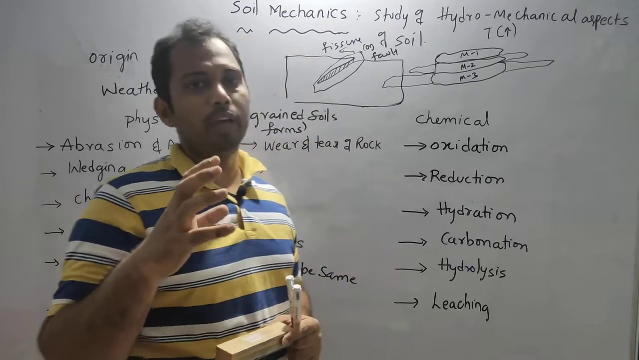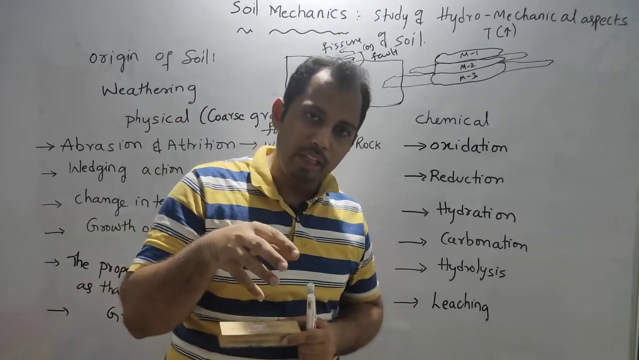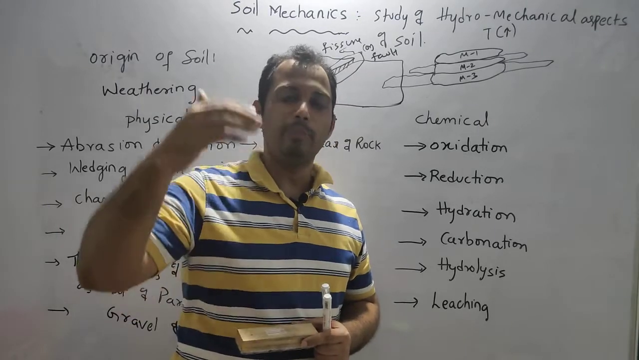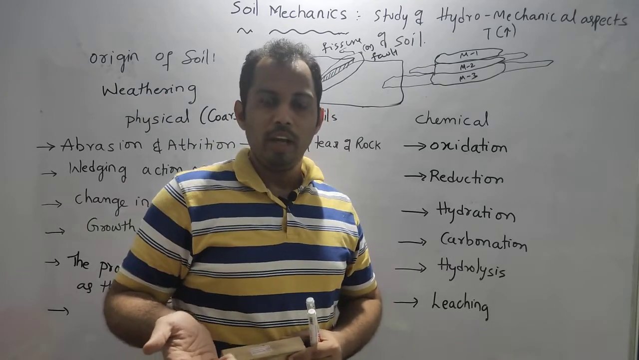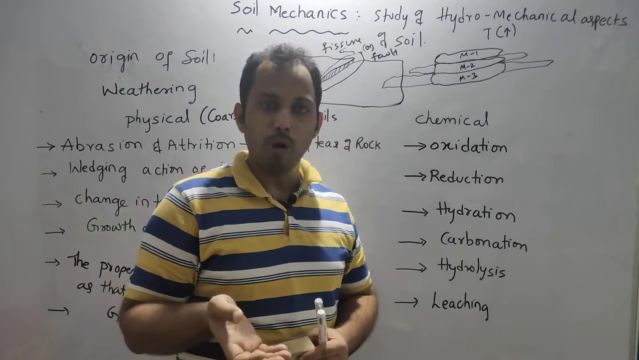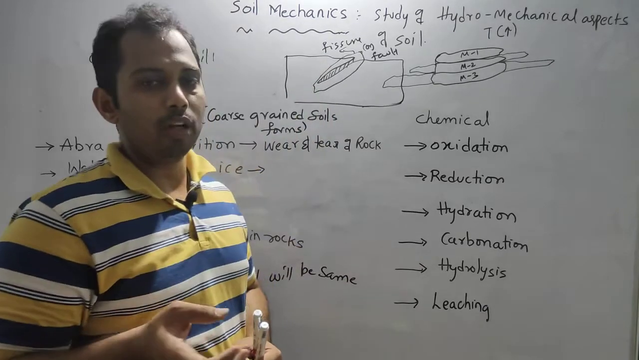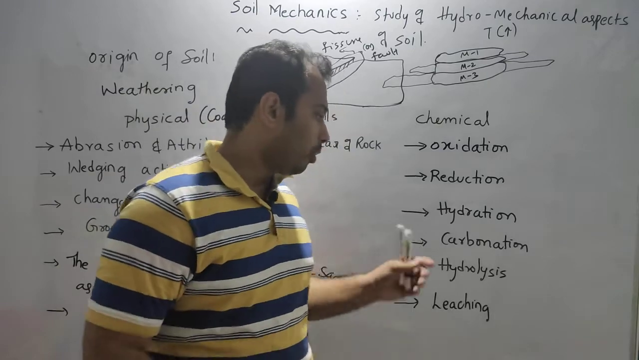So carbonation is nothing but when calcium is present in the rock and CO2, either present in the rock or obtained from the external atmosphere, it forms calcium carbonate, and further it converts into carbonic acid. This carbonic acid erodes whatever rock is present and forms soil. So that is carbonation.